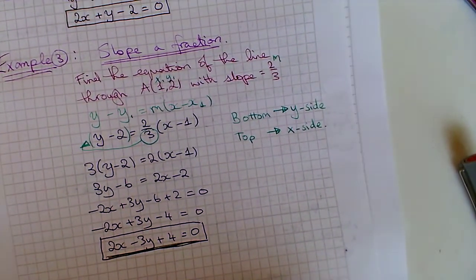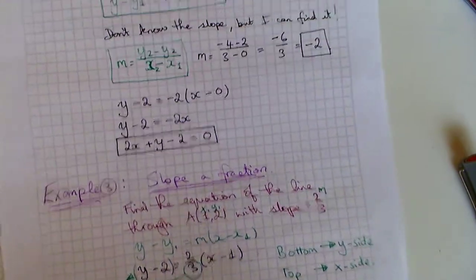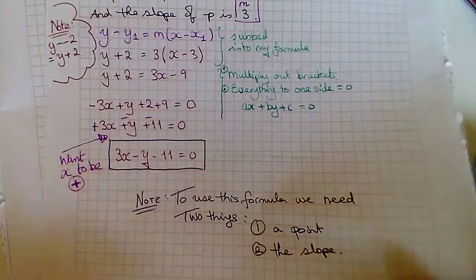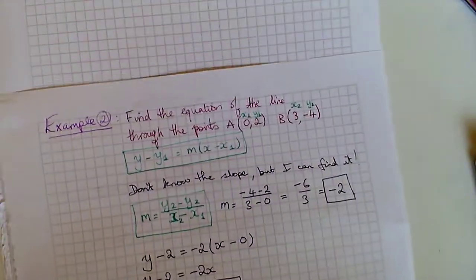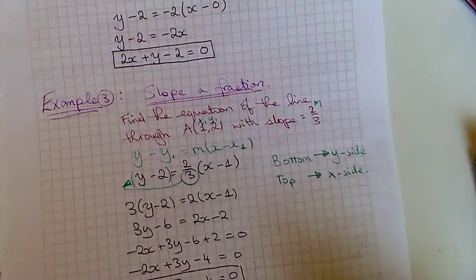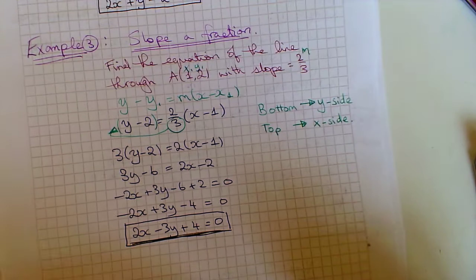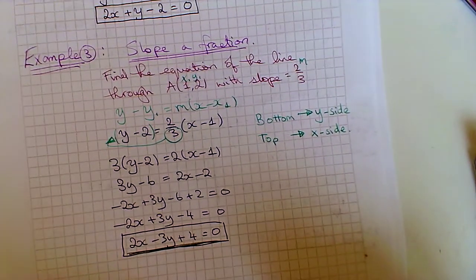Okay, so you're going to have a little bit of homework tonight. Question 6 is like example 1, and question 7 is like examples 2 and 3. If you're getting stuck with these types of questions where the slope is a fraction, don't worry, I'm going to go through it in more detail again tomorrow.